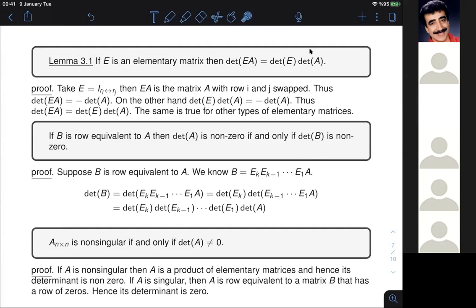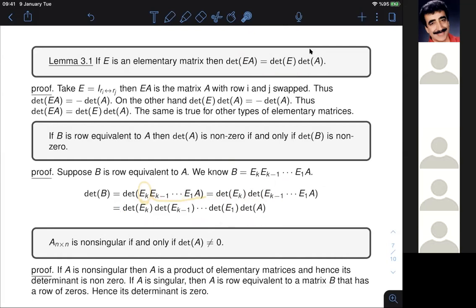Now let's look at the determinant of B. What is the determinant of B? Well, it is this determinant because these two matrices are the same. If you look at this part, you separate this part and this part. This part is a matrix, and it is multiplied by an elementary matrix, which by the previous property I can separate into two determinants like this: determinant of E_K times this. Now I can repeat this for E_{K-1}, E_{K-2}, and so on, down to E_1. So at the end, I get this result.